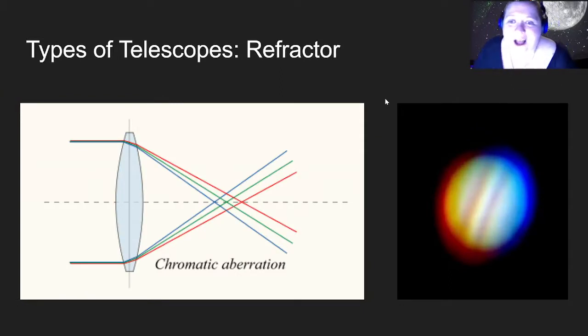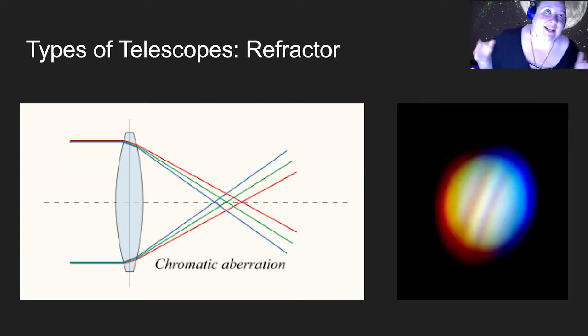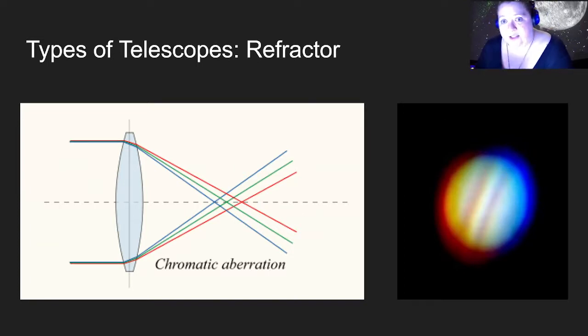There are ways to correct this, and that's by building more complicated lenses of slightly different types of glass and slightly different shapes. But of course, the more complicated the lens becomes, the more expensive it's going to be. So to get a refracting telescope that minimizes chromatic aberration as much as possible, since it's always going to have a little bit, you're looking at a very expensive telescope to pay for that very complicated lens to minimize that effect.